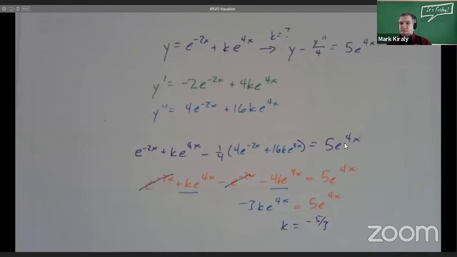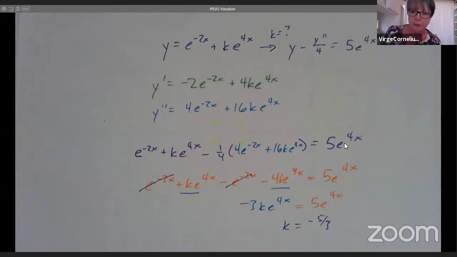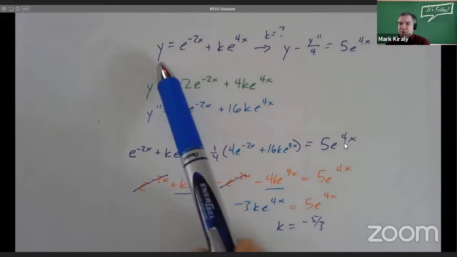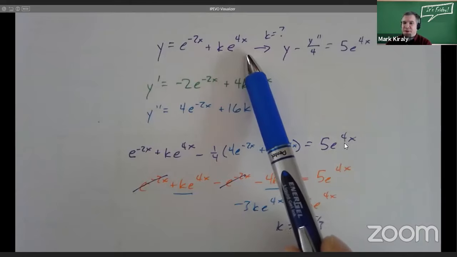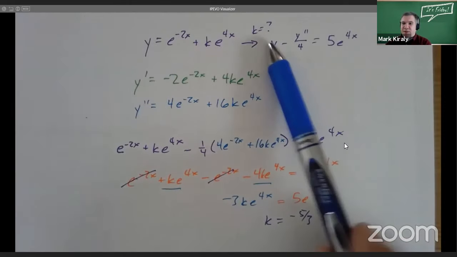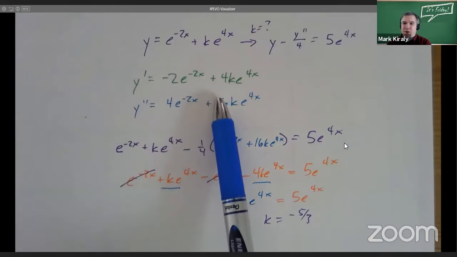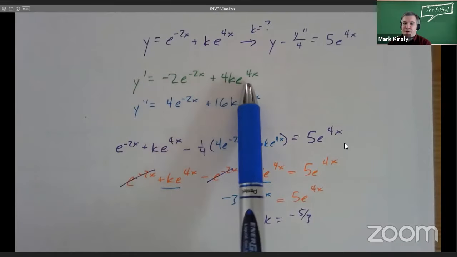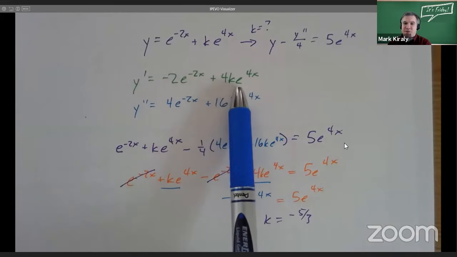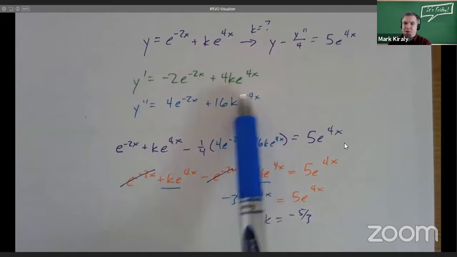All right. And you can, if you want to narrate it a little bit, instead of me doing all my handwriting through it, we thought this might be a little more efficient. Okay. So this was our given, of course, our solution that we're trying to find the k for. So I found my y prime. I need my second derivative. So there was a chain rule of a -2 when I took the derivative of e to the -2x, and a chain of a 4 when I took the derivative of e to the 4x. K is constant, so it's just along for the ride. Second derivative, another -2 chains out, another 4 chains out.